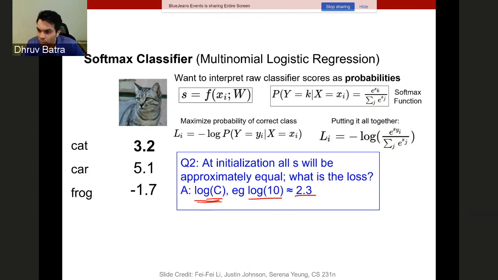So this is the loss for one example. Will we sum over n? Yeah, so this is L sub i, the same thing. We're going to sum this over all examples.